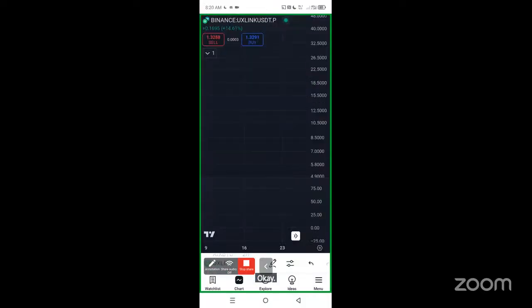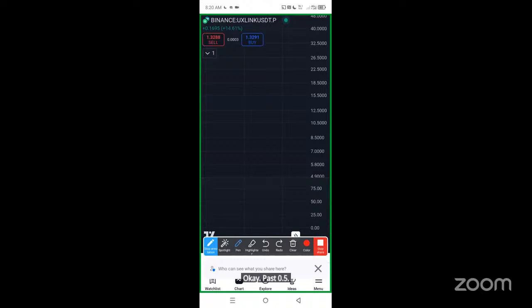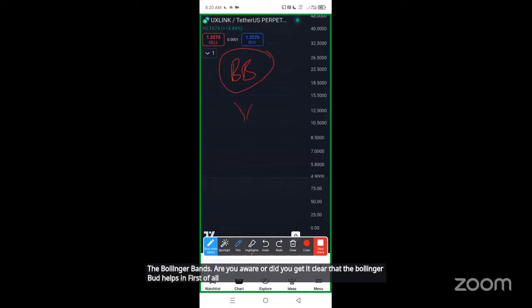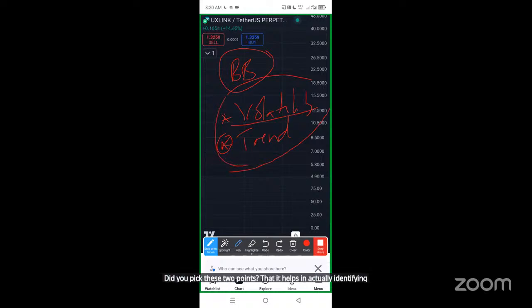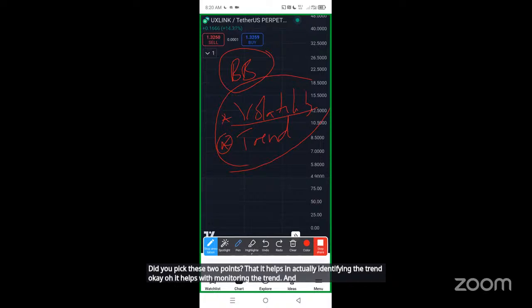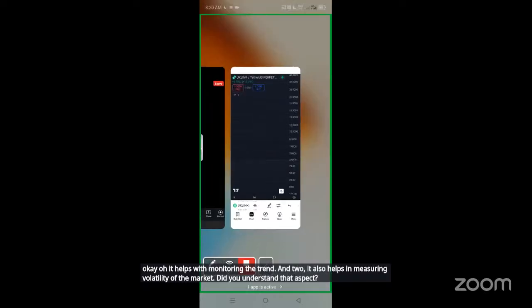First point. The Bollinger Band. Did you get it clearly that the Bollinger Band helps, first of all, in measuring volatility? Two, it helps in indicating the trend. Did you pick these two points? That it helps in identifying or monitoring the trend, and two, it also helps in measuring volatility of the market. Did you understand that aspect?